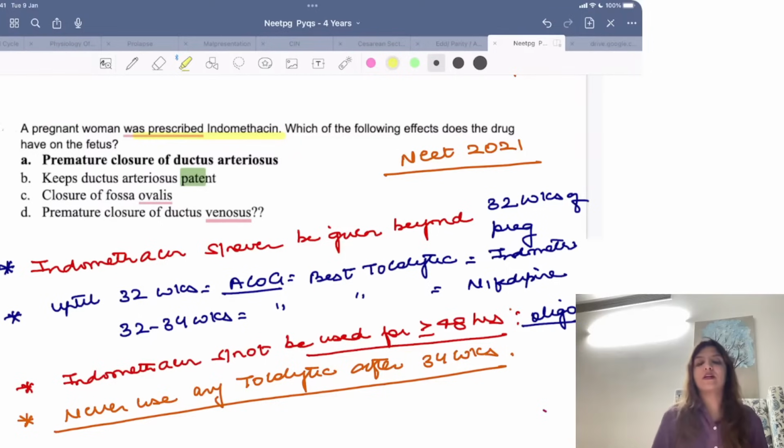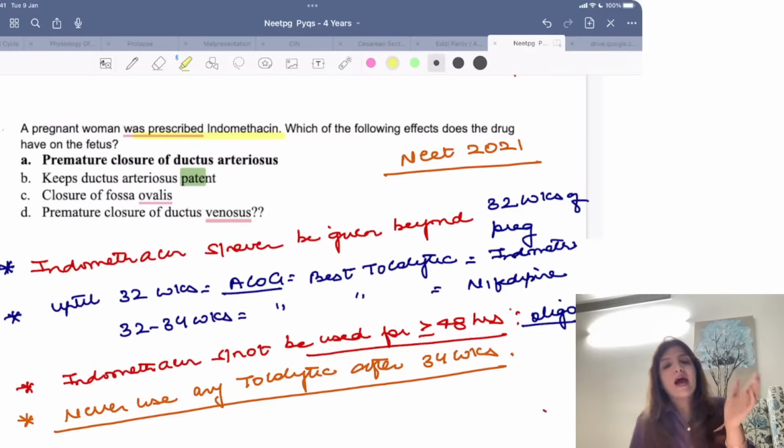Now Abhinav is asking a very good question. When to give heparin and when to give low molecular weight heparin? See, throughout pregnancy, we prefer low molecular weight heparin. It is only just before delivery and in the postpartum period that I am going to prefer unfractionated heparin.